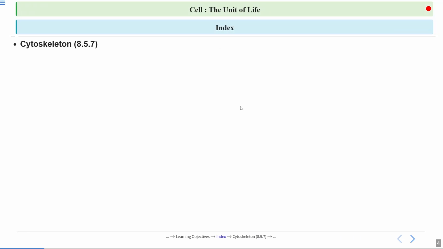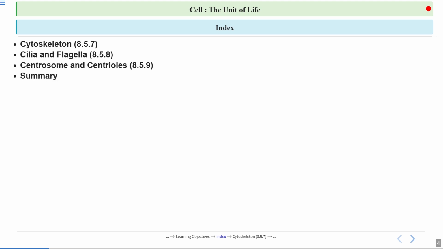Today we'll be talking about the cytoskeleton, which is NCERT section 8.5.7. We'll be talking about cilia and flagella, which is NCERT section 8.5.8. We'll be talking about centrosome and centrioles as well. We will summarize the entire lecture and discuss the main points. We'll discuss some NCERT based questions related to these topics.